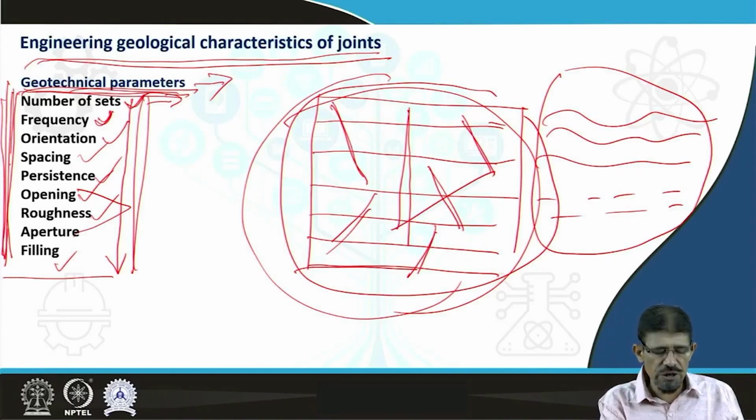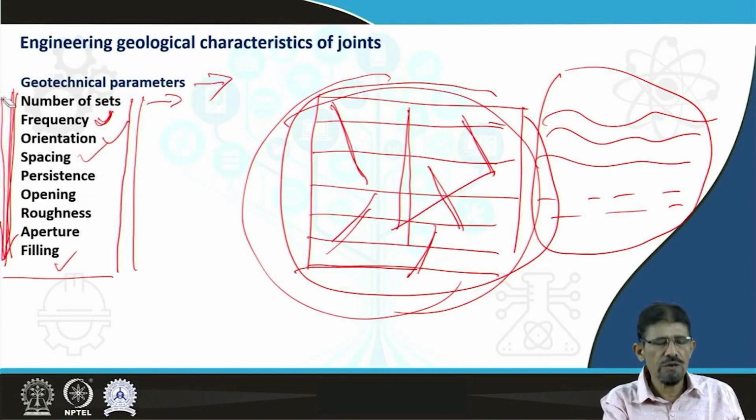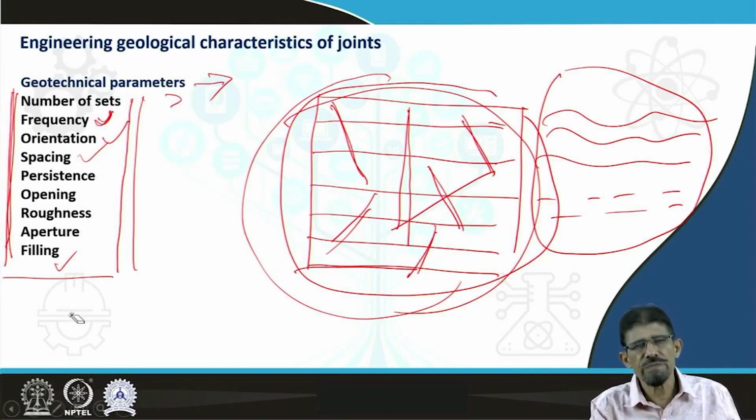For such categorization, we have selected a number of parameters such as joint number, or number of sets, then frequency, then orientation, then spacing, then persistence, then opening, and a type of opening is aperture, then roughness and fillings.